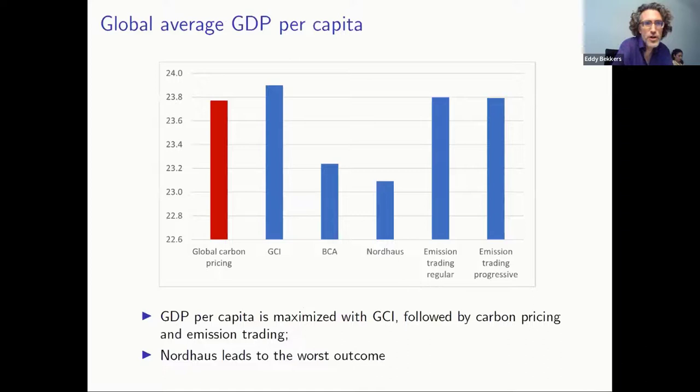If we look at the impact on global average GDP per capita, we tend to find that the global carbon incentive fund is working pretty well, whereas Nordhaus is not working well because, of course, it introduces tariffs, so it creates lots of distortions. GCI works better than also global carbon pricing. The reason is that we are redistributing money to regions with higher GDP growth rates and with higher rates of return on capital.